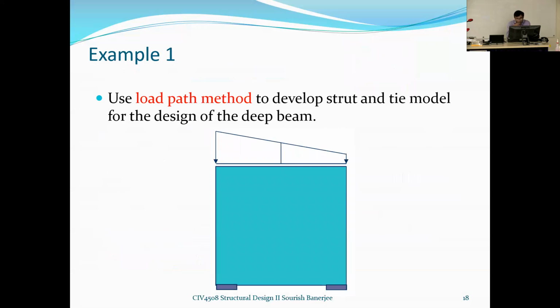Let's look at example 1. We will use the load path method to develop the strut and tie model for the design of this deep beam. You can see how deep the beam is. That's a very deep beam. Now you can see it is subjected to some sort of trapezoidal load. Okay. Now, how are you going to design that? You can see that your traditional design method will fail here, because this is very, very deep.